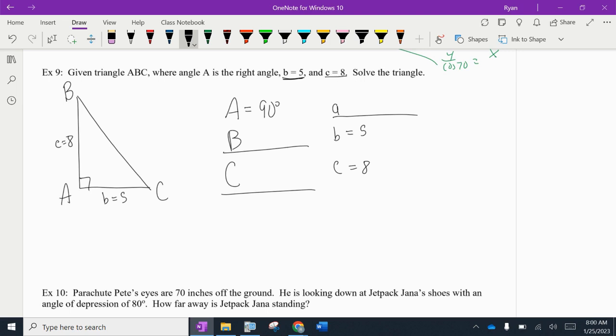So solve the triangle. We need to find everything. There's 3 more things to find. Let's start off with little a. After all, this is a right triangle. Before today, before yesterday, you knew what to do to solve a right triangle. In other words, Pythagorean theorem. So can you use Pythagorean theorem to find the length of this hypotenuse?